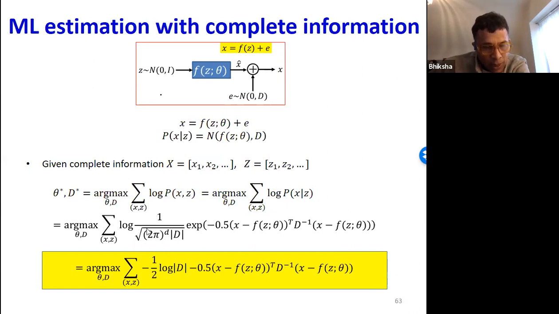So the p of x given z is this guy here. This is 1 over the square root of the determinant of the covariance matrix times the exponent of x minus f of z times D inverse times x minus f of z, whole thing times minus 0.5. So when I take a log of this guy, I'm going to get minus log the determinant of D plus some other constants. And the log of an exponent is simply this inner term. So you end up with this quadratic. And so all I need to do is to maximize this term with respect to theta and D.